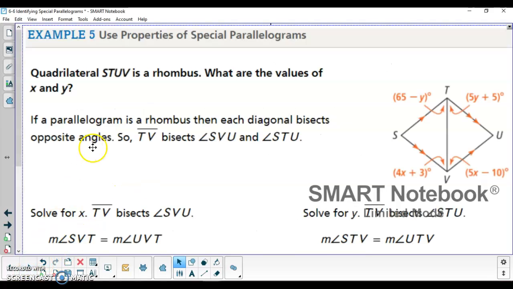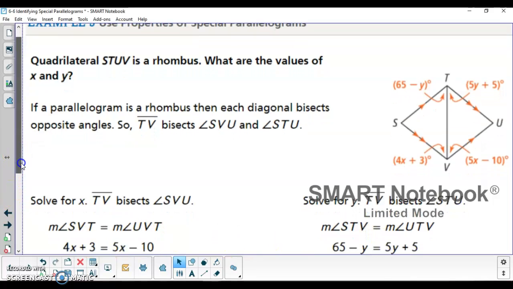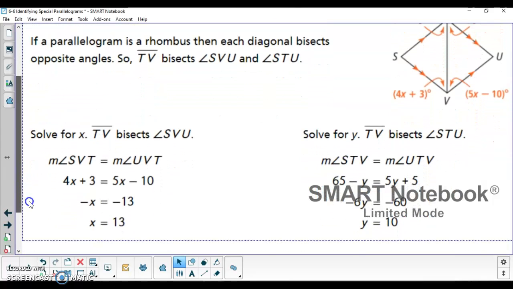All right. In the next example, you're using that same idea here. Diagonals are bisecting the angles. TV is bisecting the two angles, and you're just asked to figure out what x and y are. So just set the two equal angles together. You can see them, both sets of them down here, and you can solve for the appropriate variables.